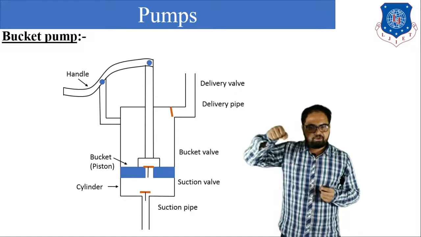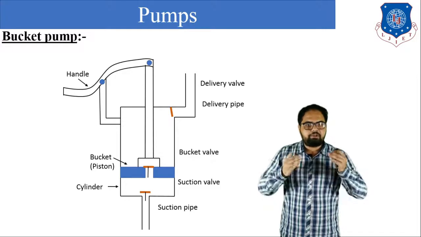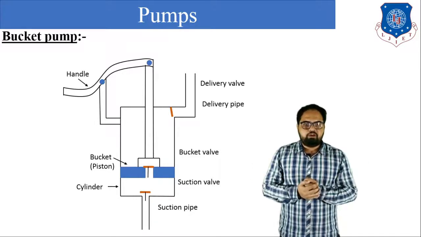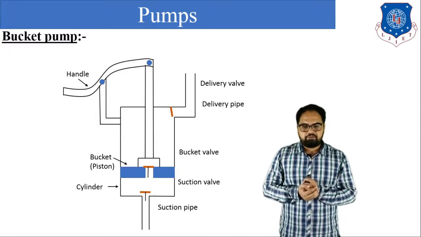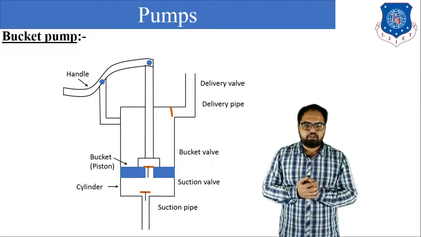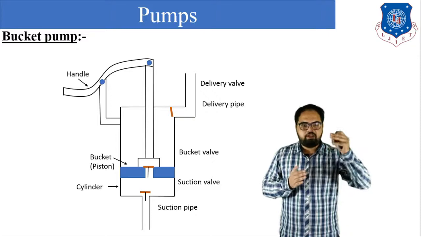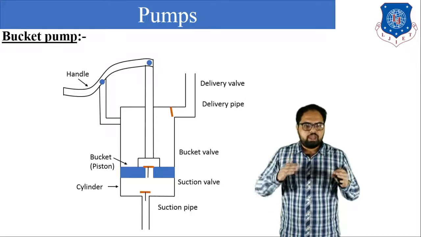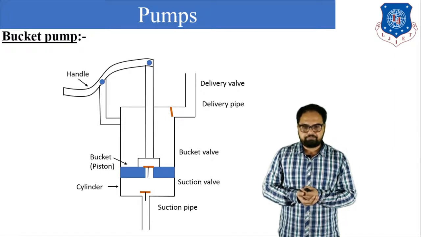A handle is provided which is used to reciprocate the piston inside the cylinder. Whenever we press the handle in the downward direction, the piston will travel in the upward direction. Due to that, negative pressure is generated inside the cylinder below the piston, and the suction valve remains open and the bucket valve, or the non-return valve provided at the top of the bucket, remains closed, and suction of liquid takes place inside the cylinder.